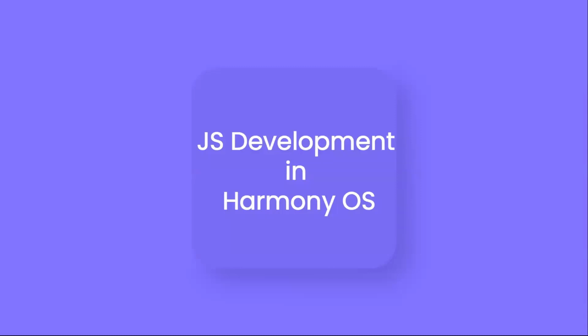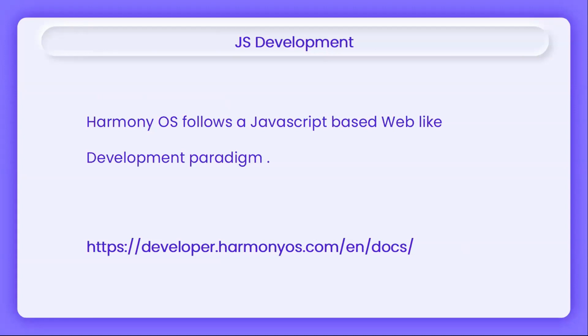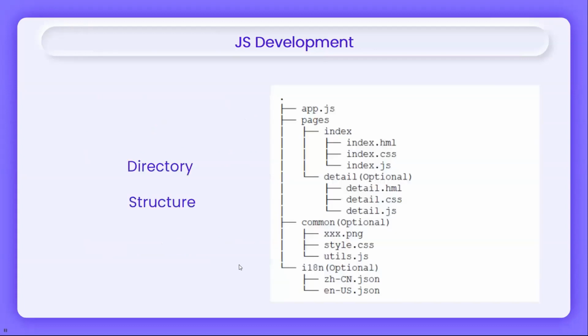So now I will give a very brief introduction on how to do JS development in HarmonyOS. HarmonyOS follows a JavaScript-based, web-like development paradigm, and you can go to the official documentation and find more about it. But for now, I will give you a very brief introduction. So in JS development in HarmonyOS, we have a very basic directory structure. At the top, we have the app.js file, which is the entry point of the application. And then we have a pages folder in which we have all of our pages.